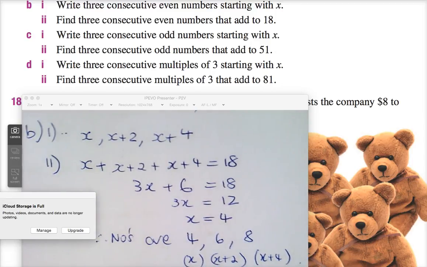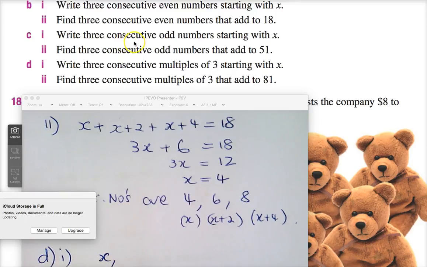Okay, I want you to try question D now. Write 3 consecutive multiples of 3, starting with x. Now, multiples of 3 are 3, 6, 9, 12, etc. See what you can do. How are you going to write the first 3 consecutive multiples of 3 starting with x?